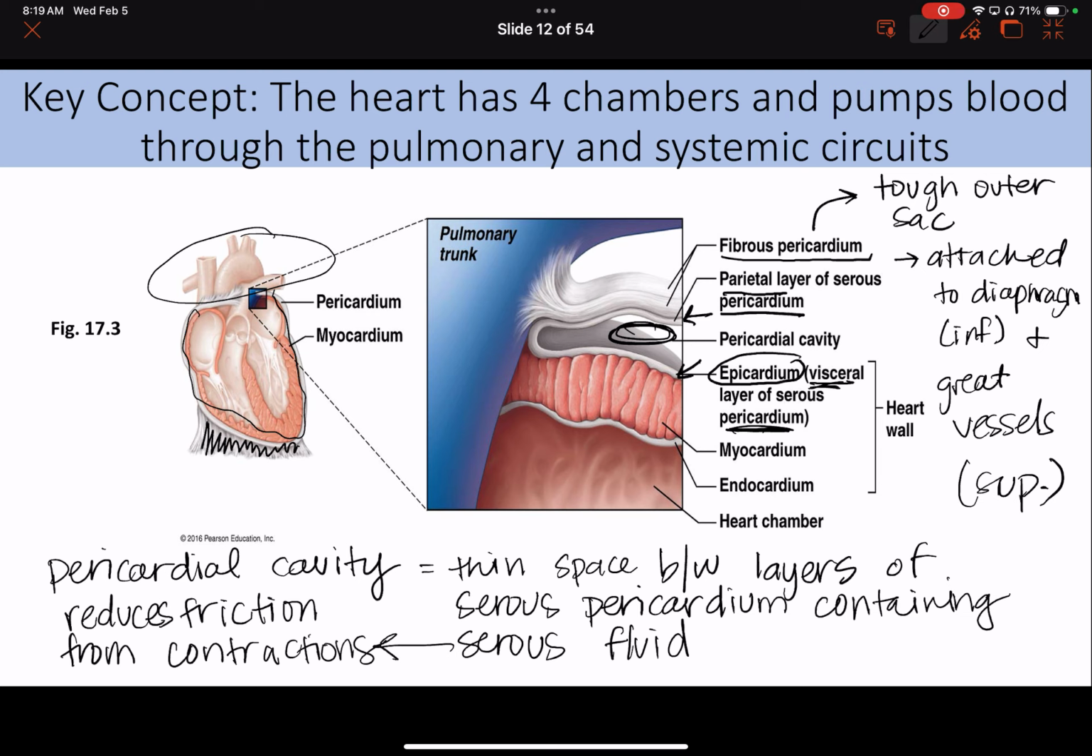So any questions about the pericardium, the layers, the cavity? Everybody good with it? Anybody still need these notes up? Okay, go ahead.